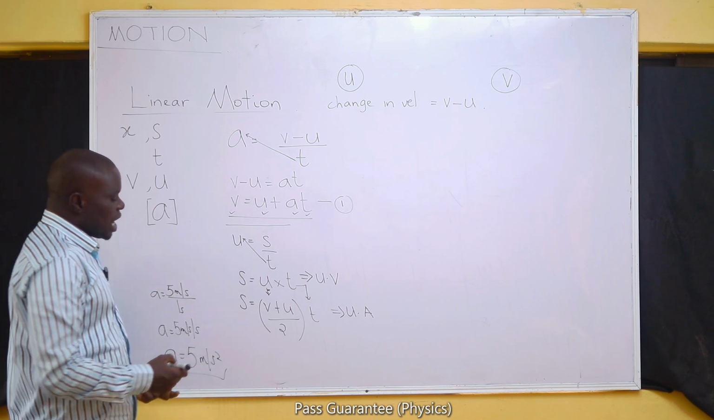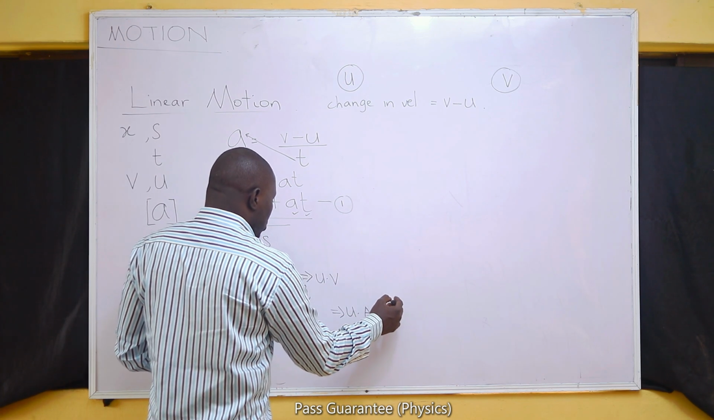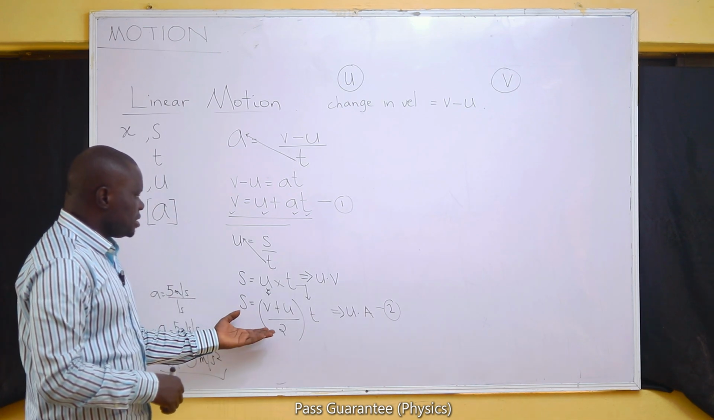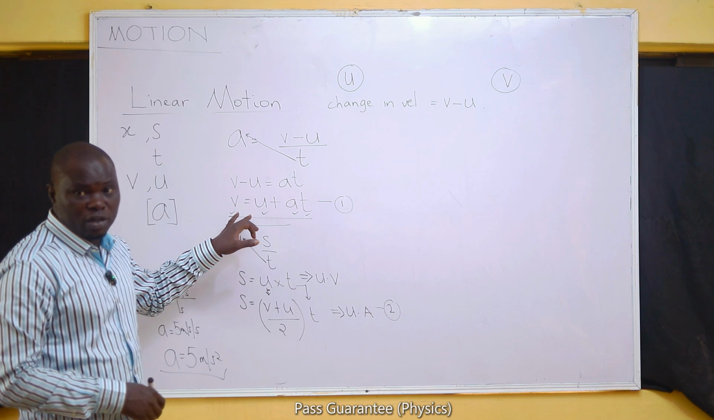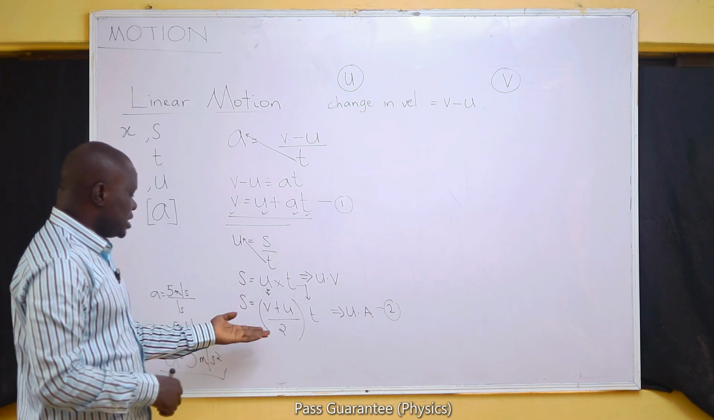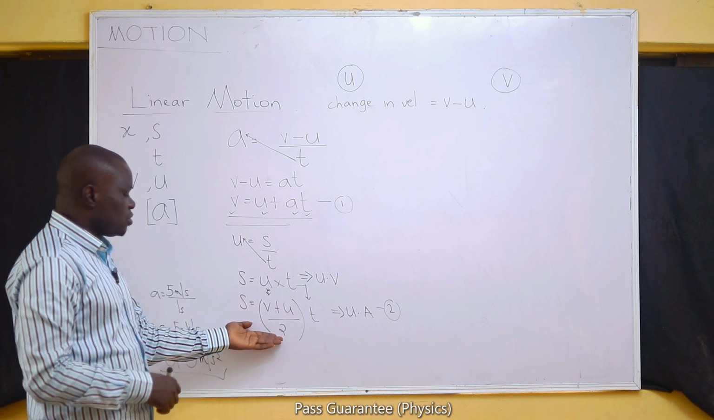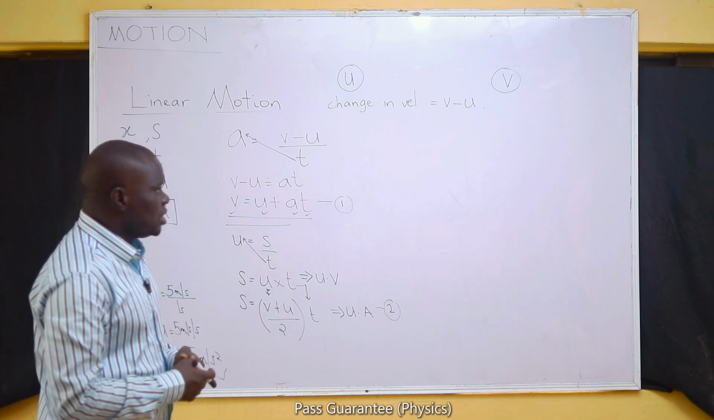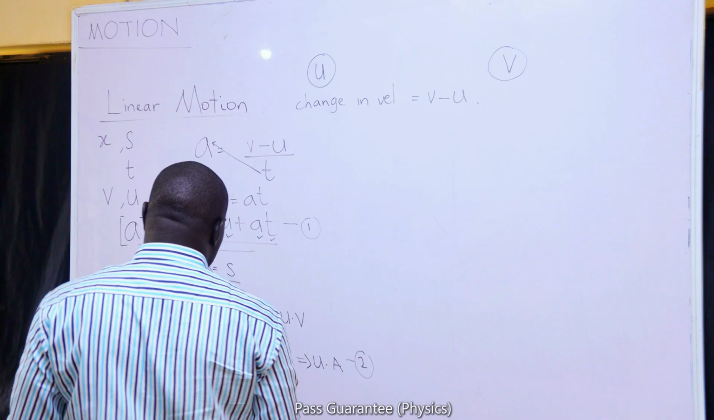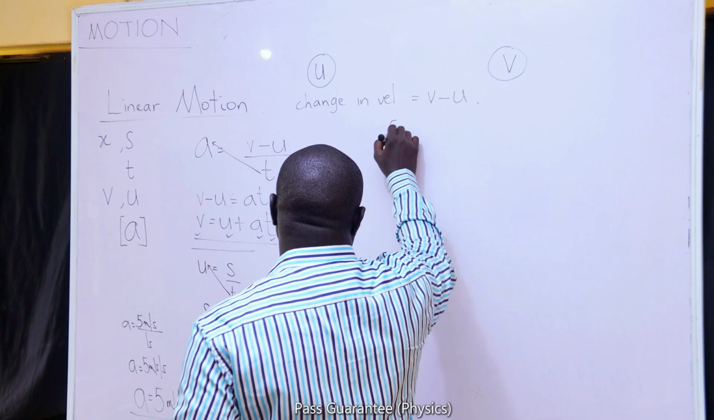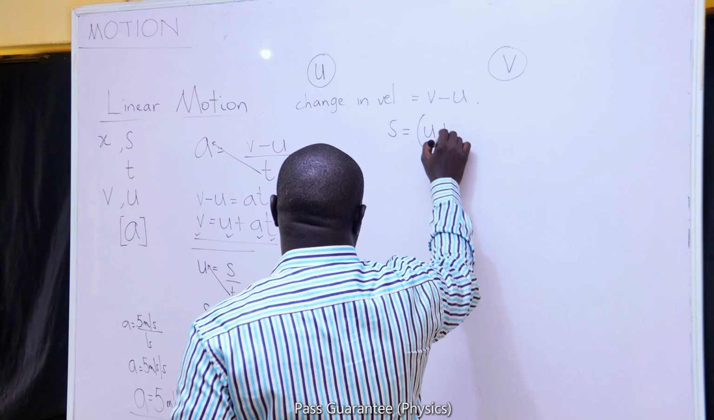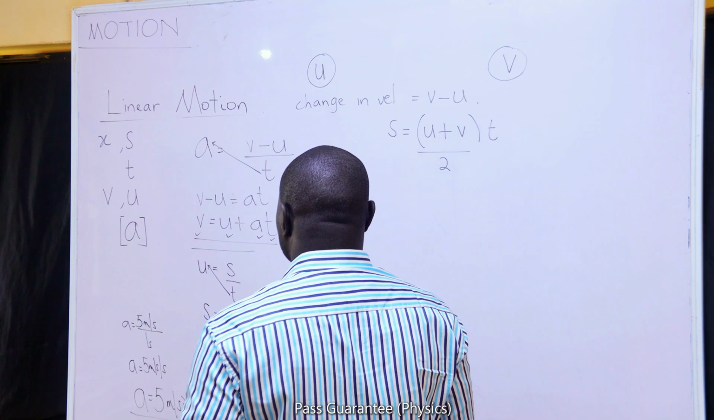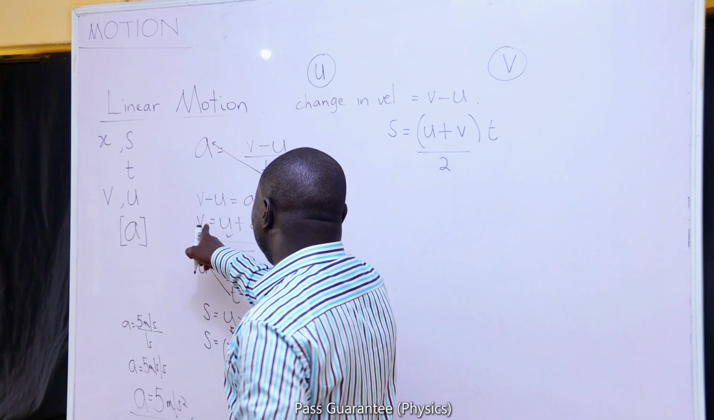With these two equations, I can now find more equations to work with. For example, v is already the subject of the formula here, and if I decide to put it inside this expression, if I substitute for v inside equation 2, I should be able to revert the equation into another equation of motion. For example, equation 2 is s is equal to u plus v all over 2 multiplied by t. If that is the case, I can now substitute for my v in this equation.